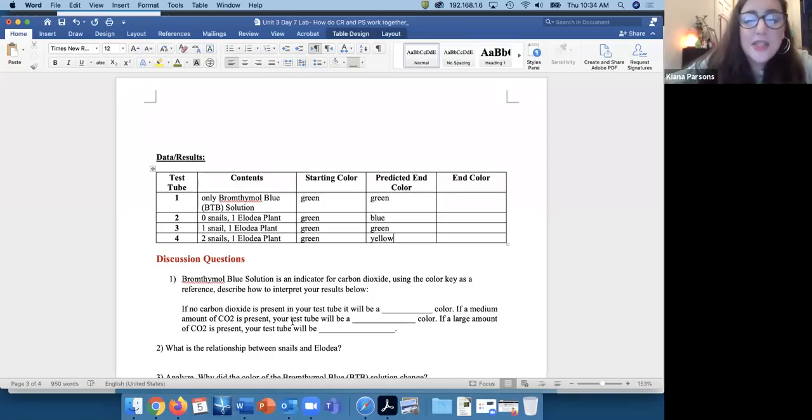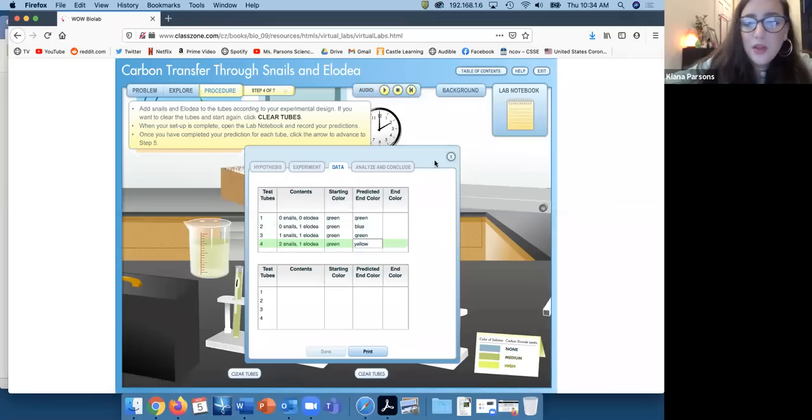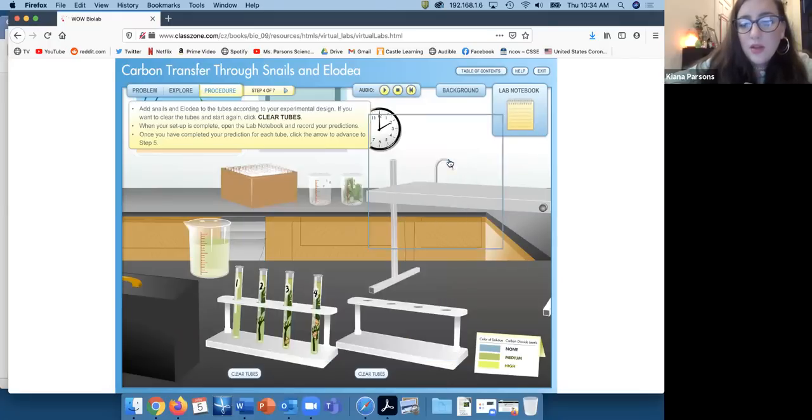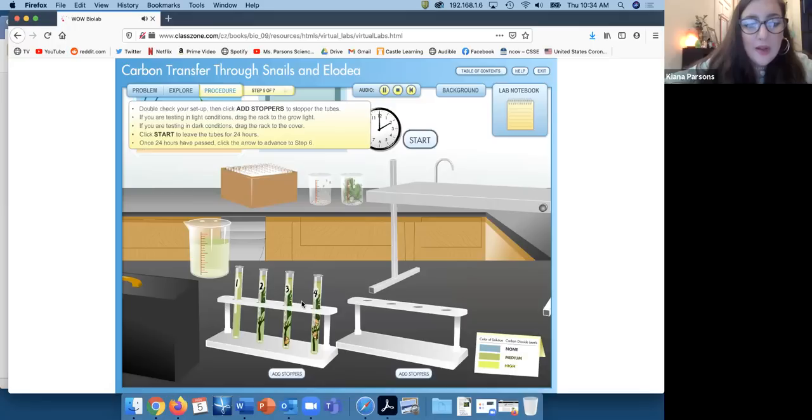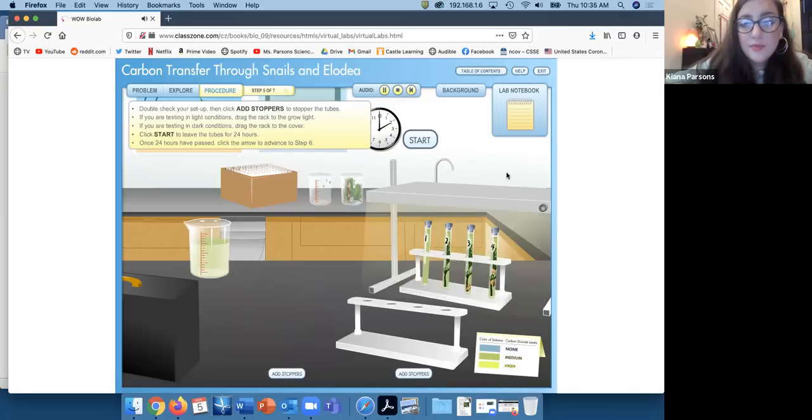Now let's actually carry out the experiment. Double check your setup, then click Add Stoppers to stopper the tubes. If you are testing in light conditions, drag the rack to the grow light. If you are testing in dark conditions, drag the rack to the cover. Click Start to leave the tubes for 24 hours. Once 24 hours have passed, click the arrow to advance to step 6.